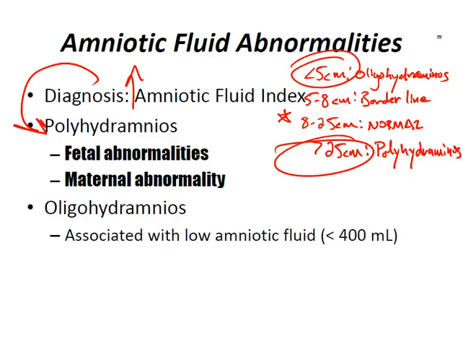For this reason, it is one of the components of a biophysical profile. Now, for treatment, if the oligohydramnios is associated with premature rupture of the membranes and term labor with recurrent variable decelerations, the patient may be a candidate for amnioinfusion with warmed saline. So that's amniotic fluid abnormalities for you.